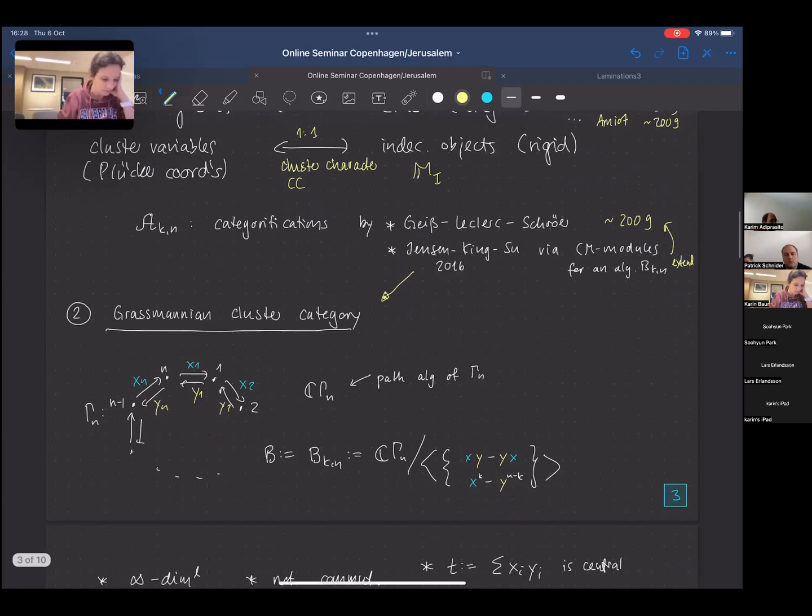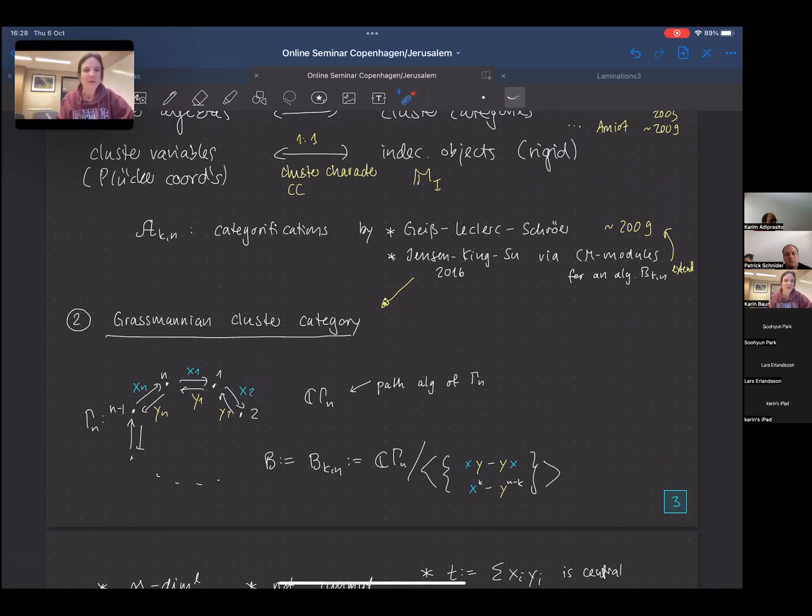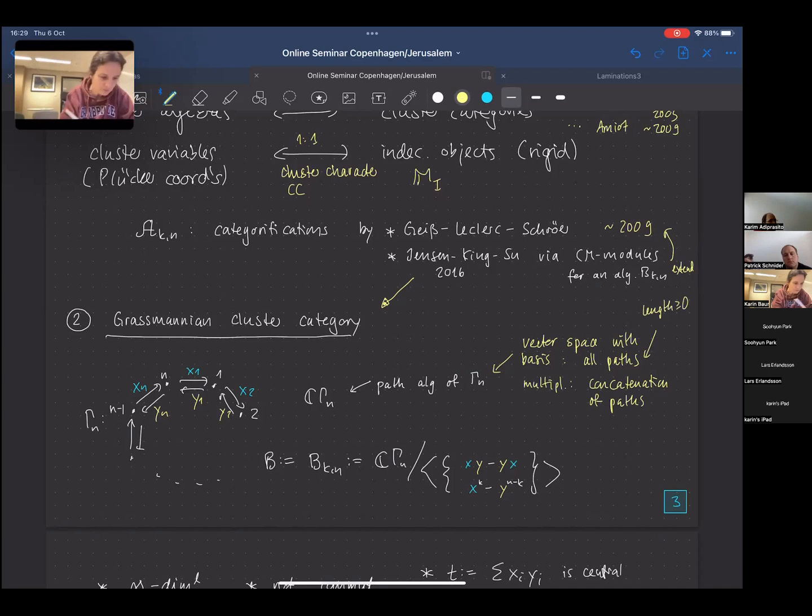So let me tell you what I mean by a Grassmannian cluster category. We have a graph which we use to define an algebra. So my graph has n vertices, and then there are arrows between all neighboring vertices in both directions. So a path algebra, what does that mean? I take a vector space from this graph with basis given by all paths. And I want it to be an algebra, so I have to give an operation, and multiplication in this algebra is concatenation of paths. And these paths can have arbitrary length.